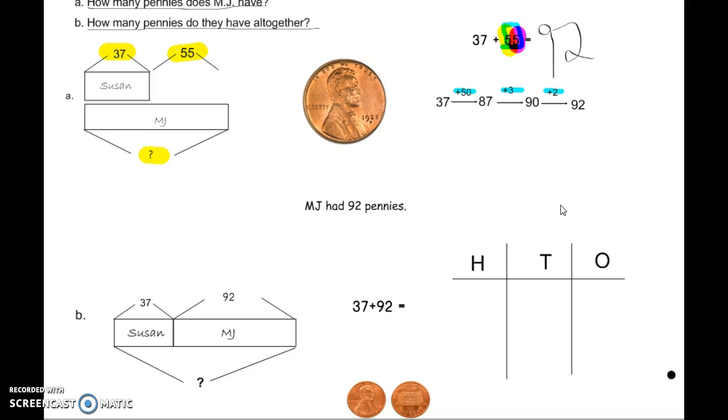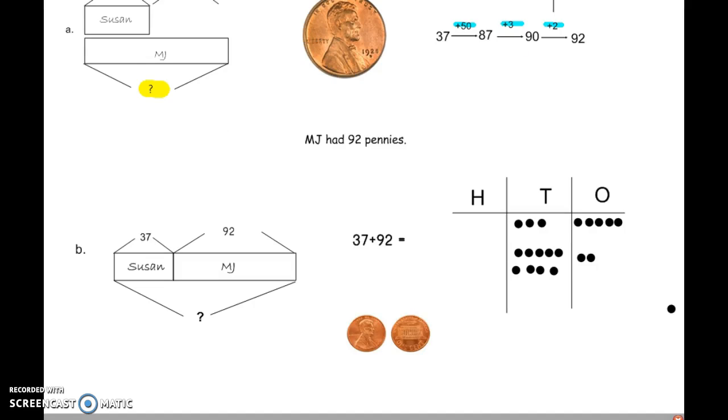To solve my problem, I'm going to use the place value chart to solve. So go ahead and set up your paper and solve the problem or the equation 37 plus 92 in any way that you would like to solve it. Then press play when you're ready to continue with me. Alright, let's take a look at my place value chart.